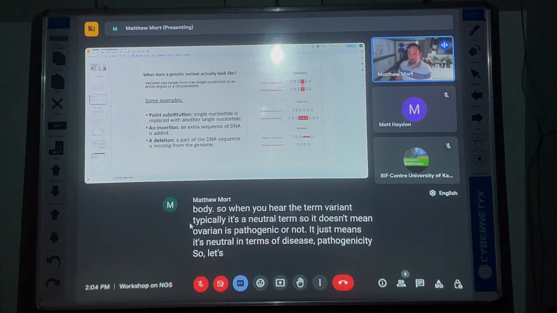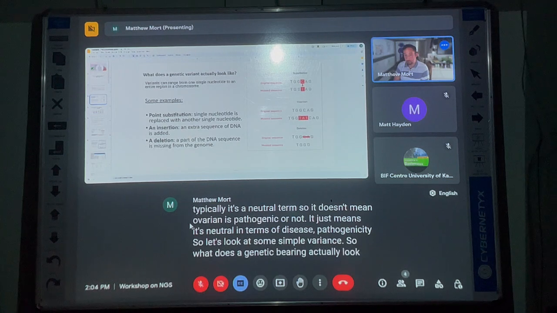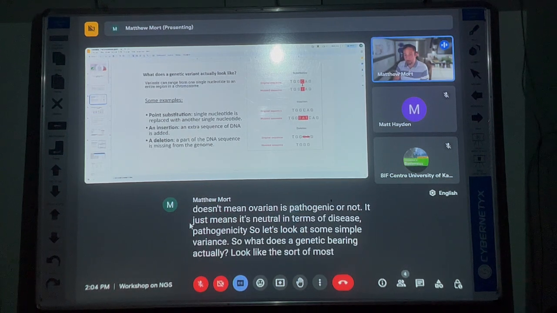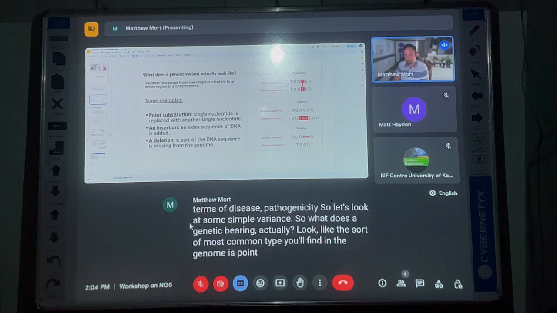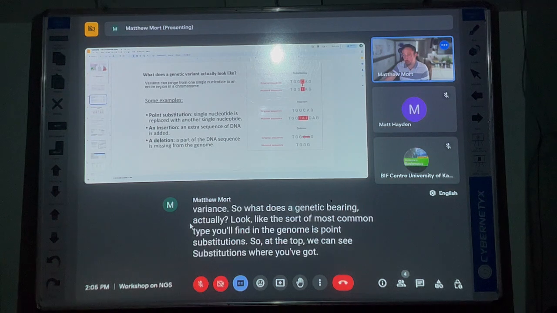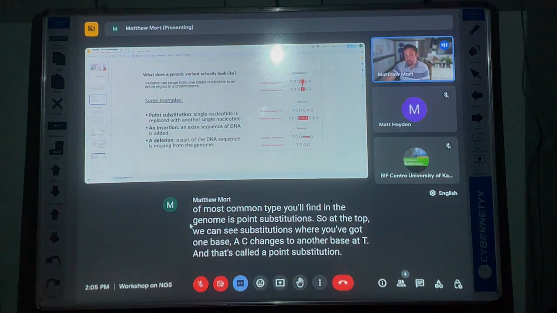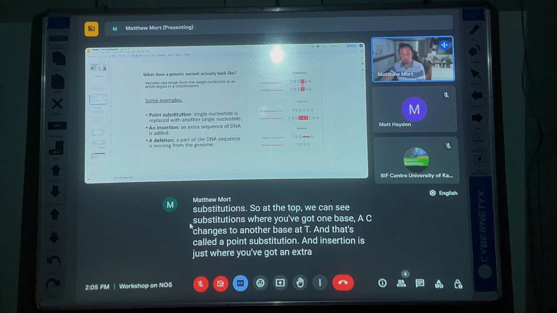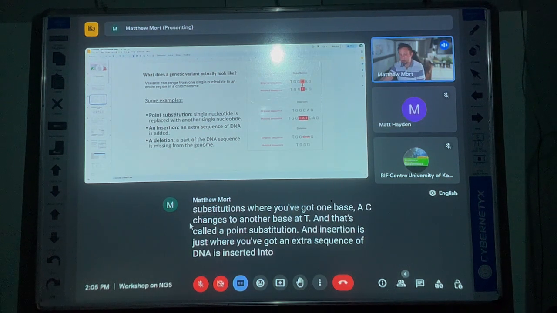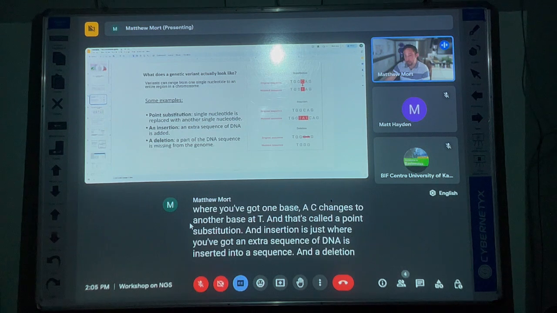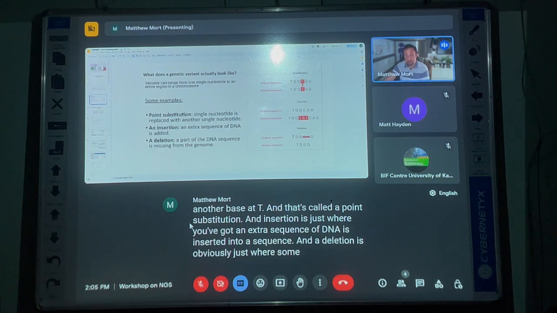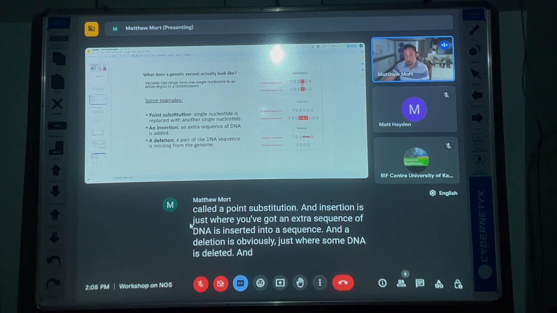So let's look at some simple variants. What does a genetic variant actually look like? The most common type you'll find in the genome is point substitutions. At the top you can see substitutions where one base, a C, changes to another base, a T, and that's called a point substitution. An insertion is where an extra sequence of DNA is inserted into a sequence. And a deletion is where some DNA is deleted and you've got a shortened sequence.